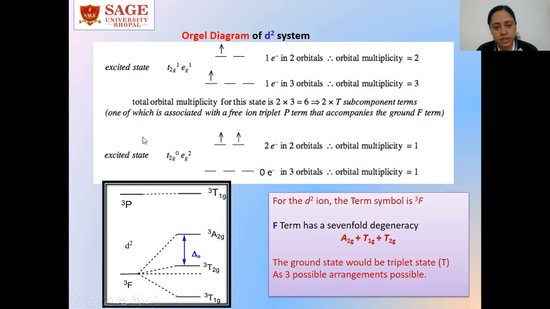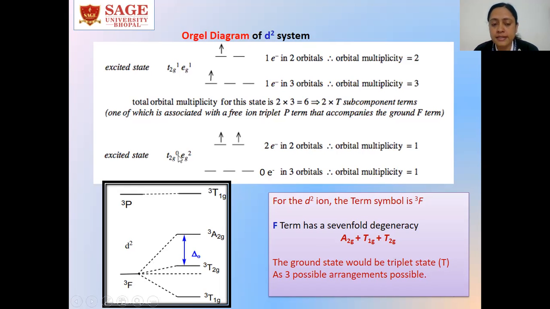So when this is the free ion, we have determined that the ground term will be 3F. But close in energy, there will be another term which will be 3P. As both have the same spin multiplicity, the electronic transition is possible from 3F to 3P. So between these 2 T subcomponent terms, one is associated with this 3P term.